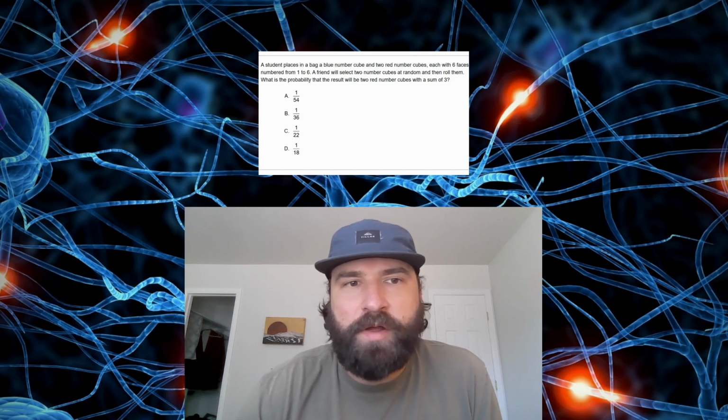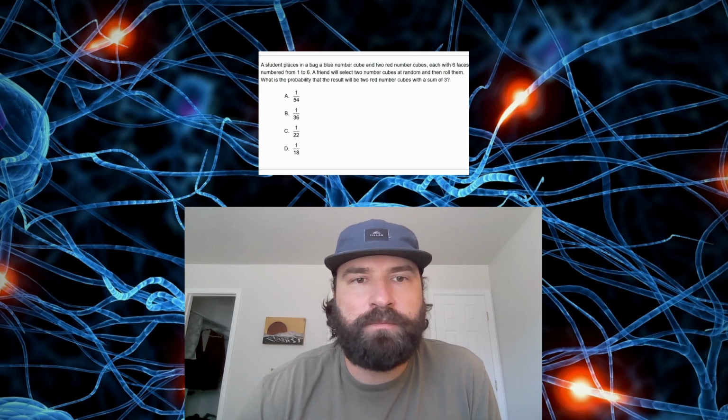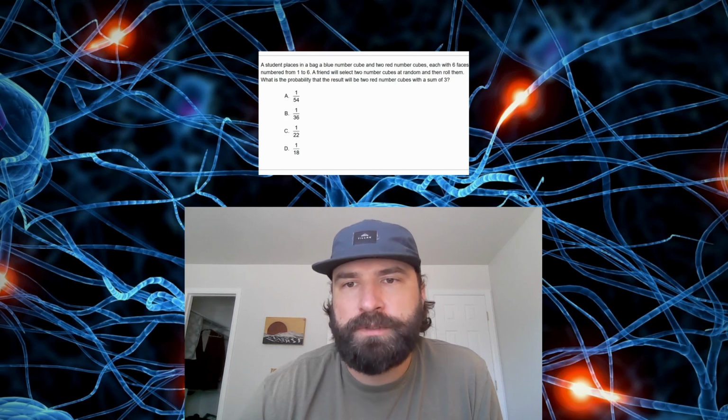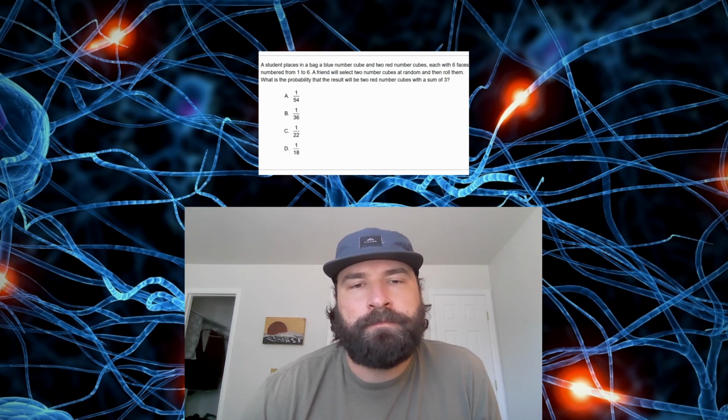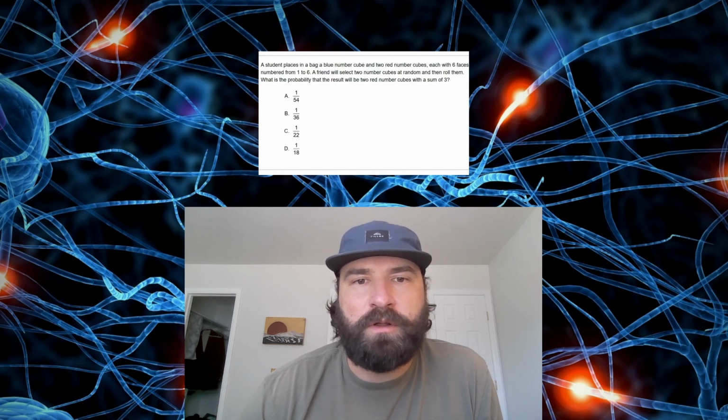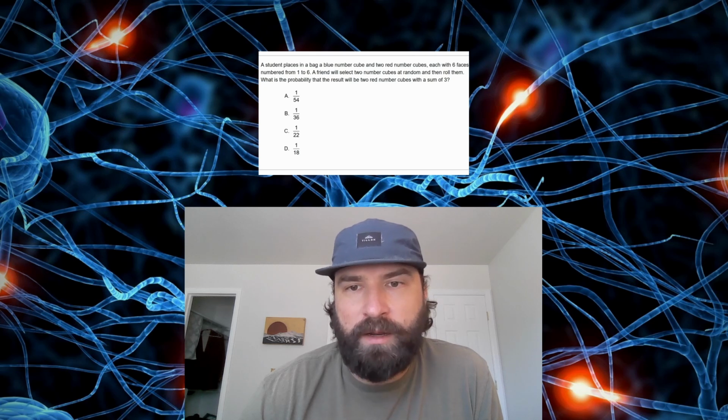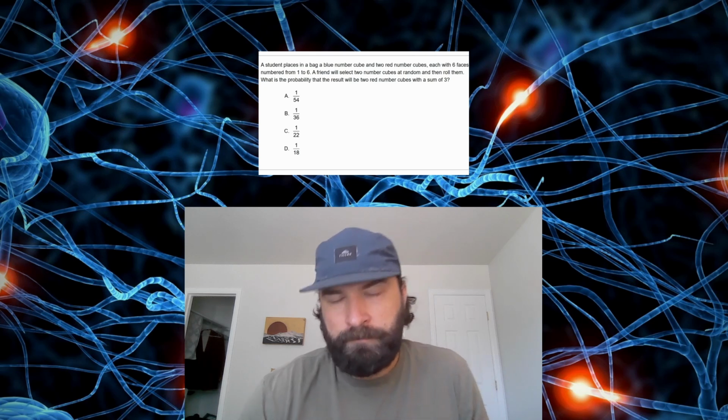All right, let's tackle another MTEL question. This says a student places in a bag a blue number cube and two red number cubes, each with 6 faces on them numbered from 1 to 6. A friend will select 2 number cubes at random and roll them. What is the probability that the result will be 2 red number cubes with a sum of 3?